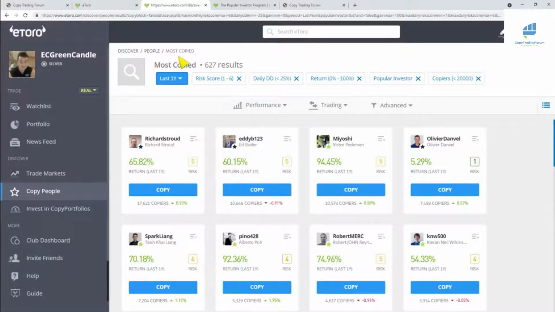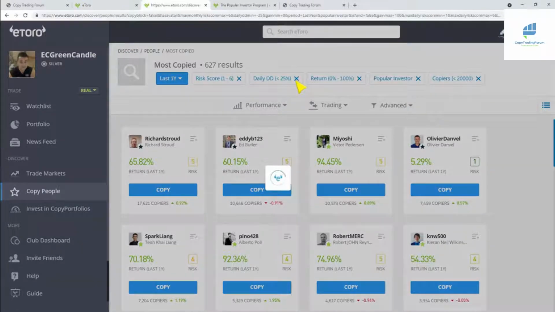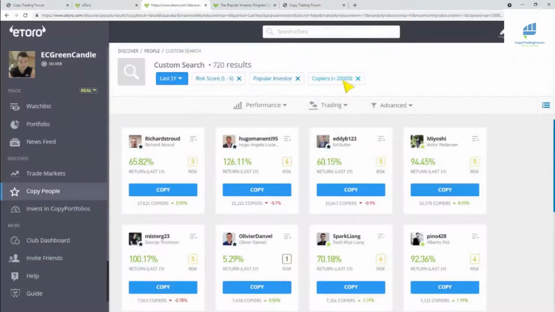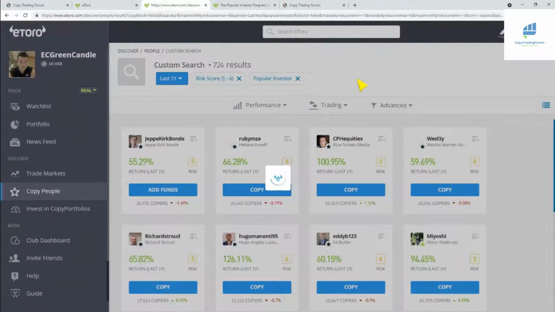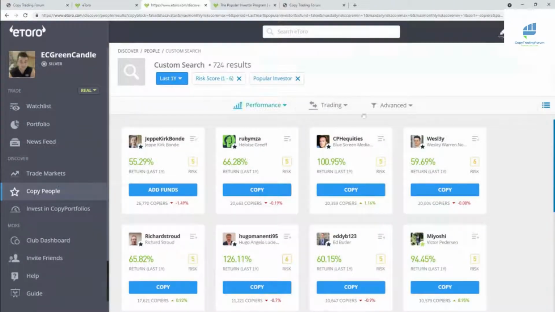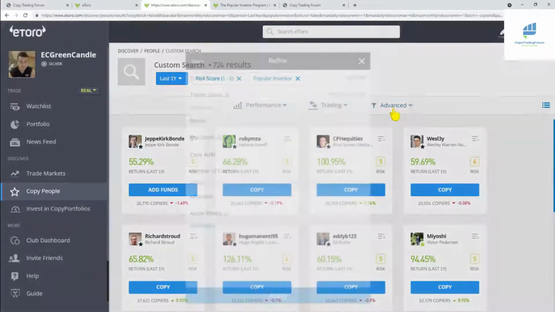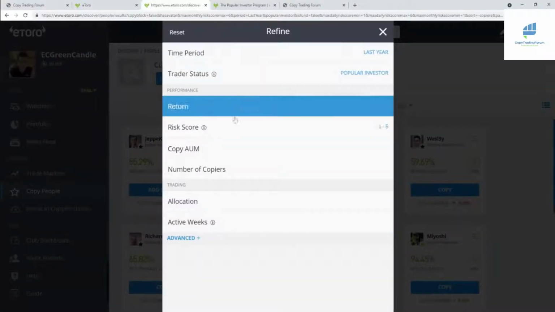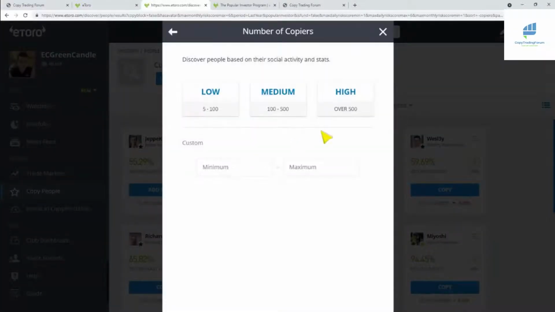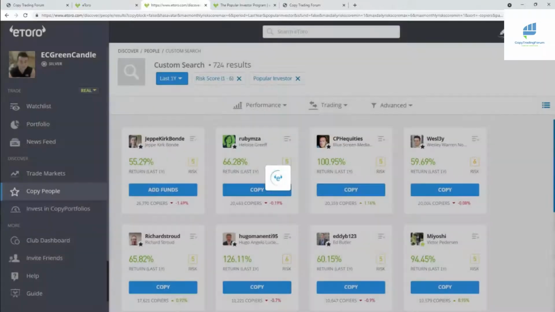Let's go up here, and you can also change what filters you want to select. I usually remove the filters here, so you can set it to less than 20,000 copiers. But let's say you want to select someone that has, you can go into advanced here. Let's say you want to go to number of copiers. So you want the minimum number of copiers to be 15,000. So you select 15,000 and apply.